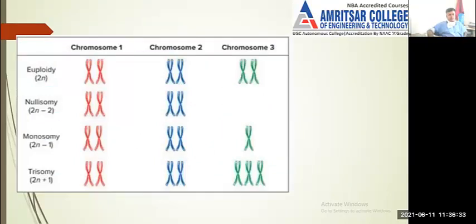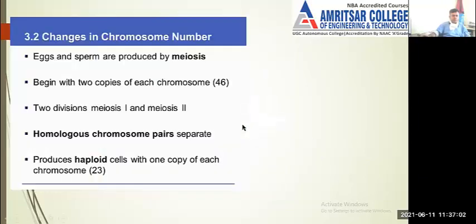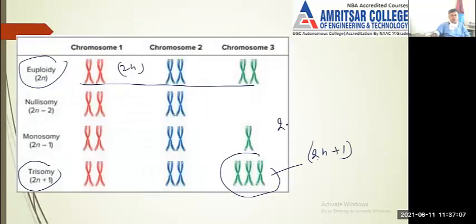Now you can see this is implied. All three chromosomes have two sets of chromosomes. That's why this is called diploid or euploid. When you are adding a chromosome, here this is a trisomy. Why is this a trisomy? Because 2n plus 1. This is a monosomy. Why? Because 2n minus 1.